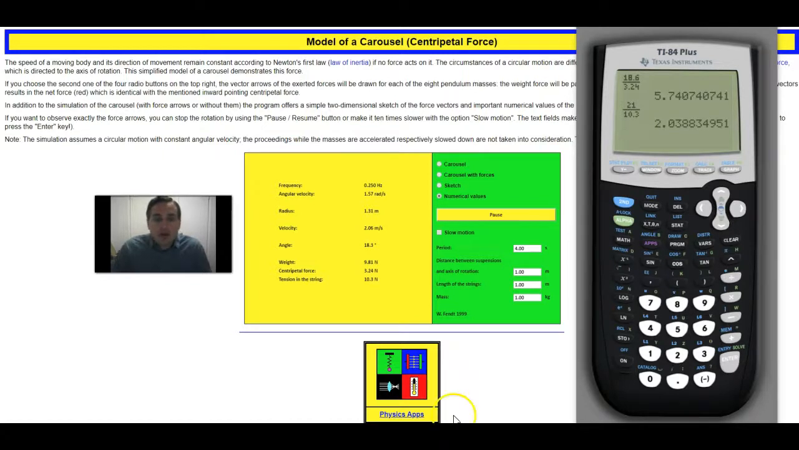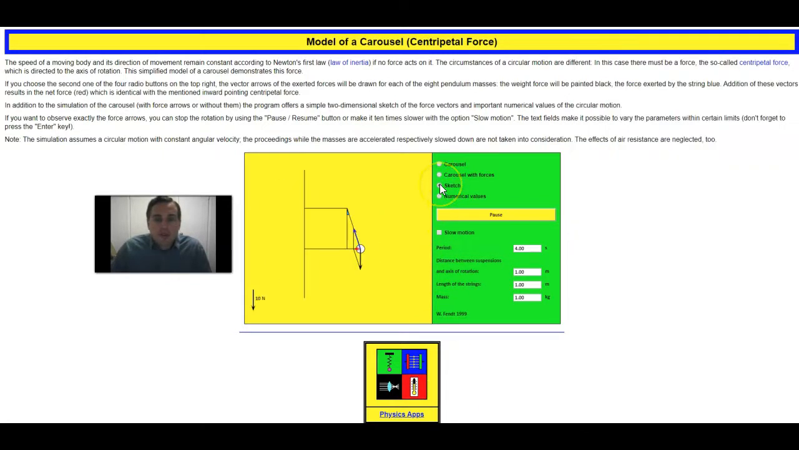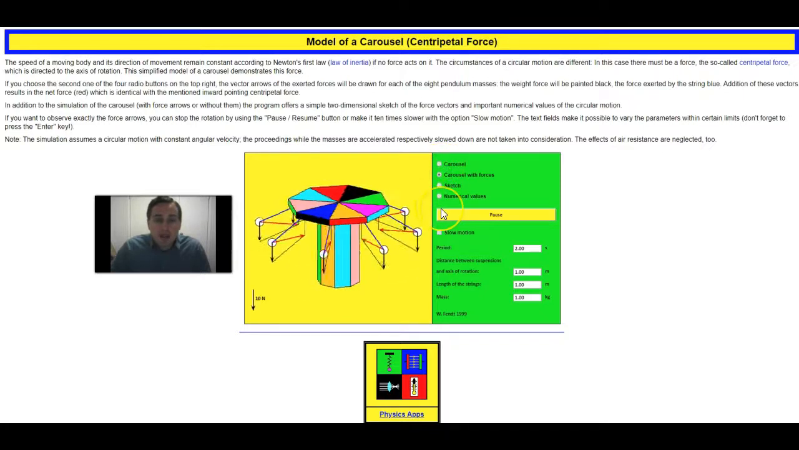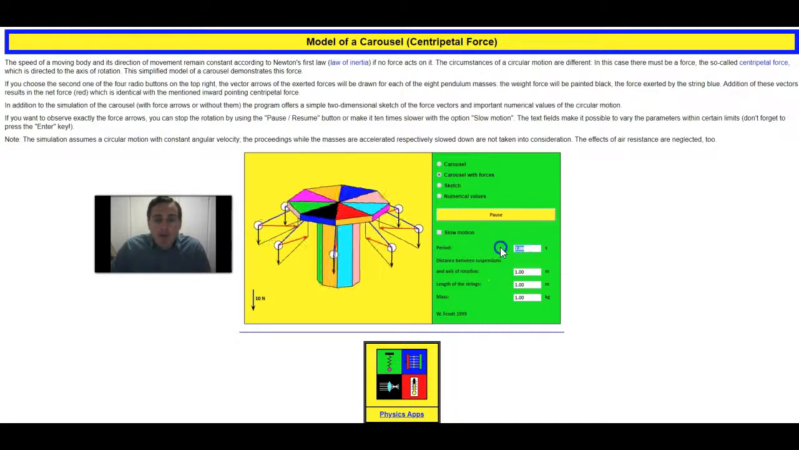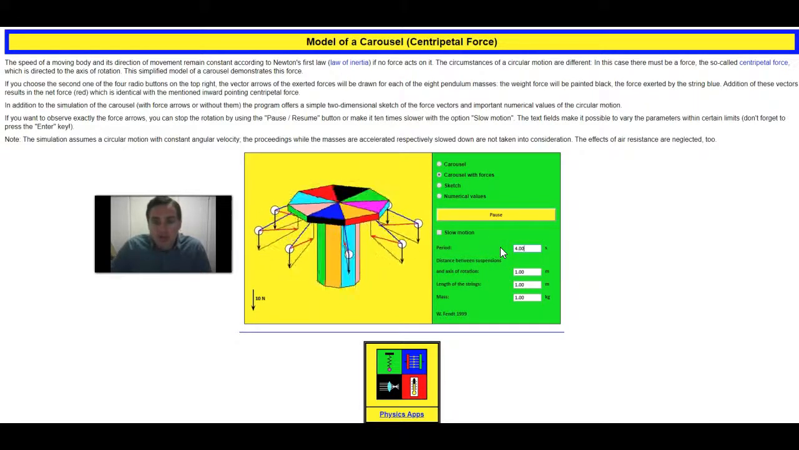Okay, so this is what we saw with the sketch when we compared 4.00 seconds and now 2.00 seconds for the period. We noticed that, again, the centripetal force and the tension are quite larger. Okay, so this is what we mean. Now let's go back to our original experiment of 4.00 seconds.